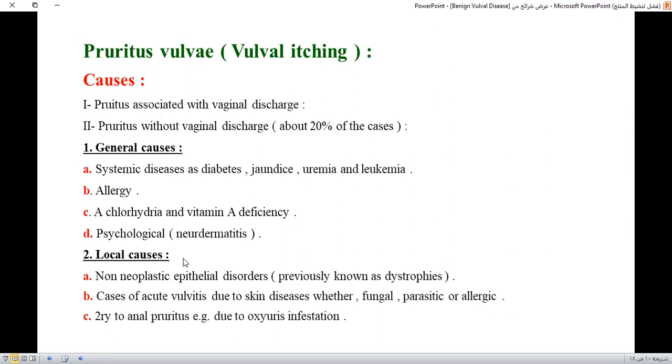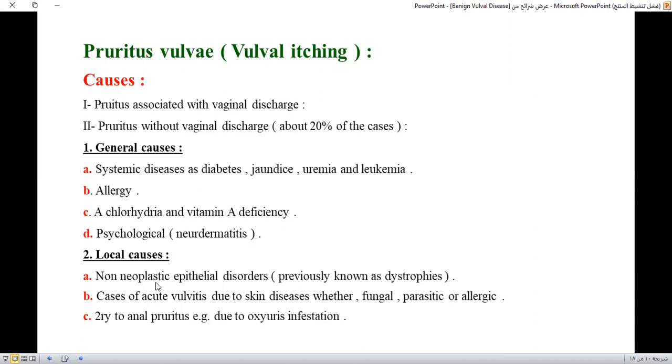We're talking about pruritus vulvae, vulval itching. What are the causes? This pruritus is either associated with vaginal discharge or without vaginal discharge. Pruritus, itching, either comes with vaginal discharge or, in 20% of women, without vaginal discharge.